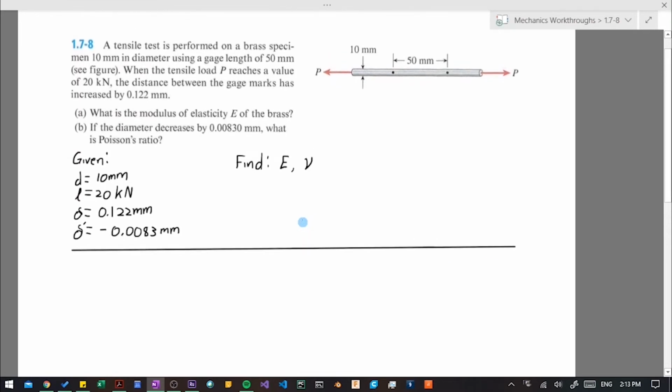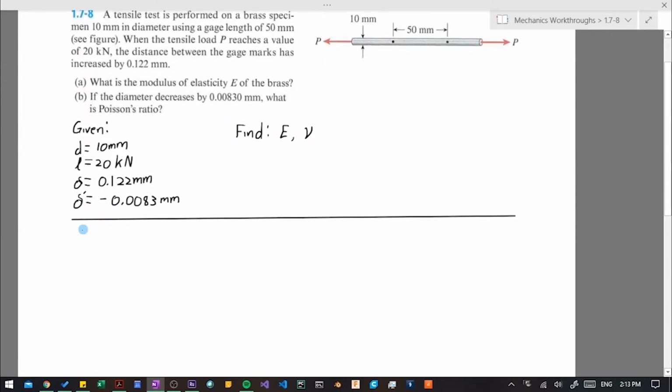All right, so first of all, we're going to be finding the modulus of elasticity, and this requires that we know our stress and strain, because remember, it's the slope of that line. So basically we're assuming that the stress at P is below the proportional limit, so that we can assume that the line is linear and find the slope. So to find that slope, we need our stress and our strain. So let's start with the stress.